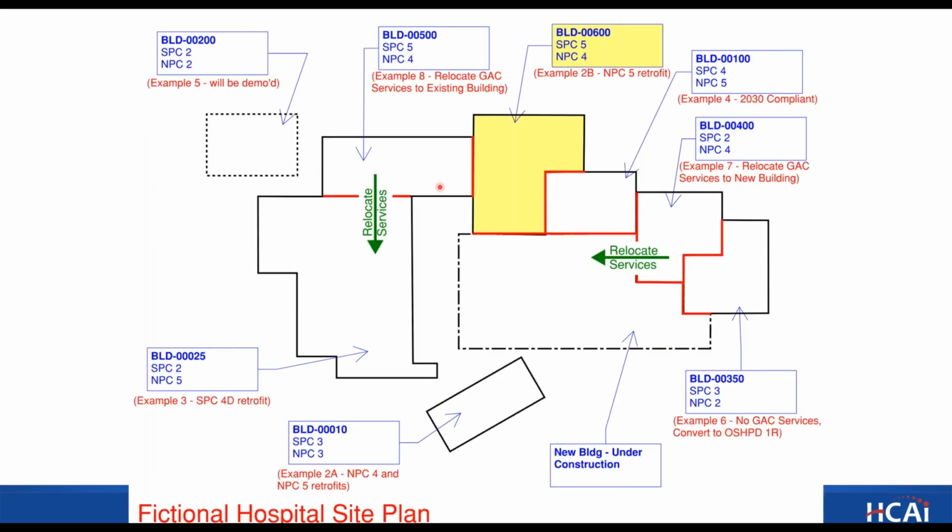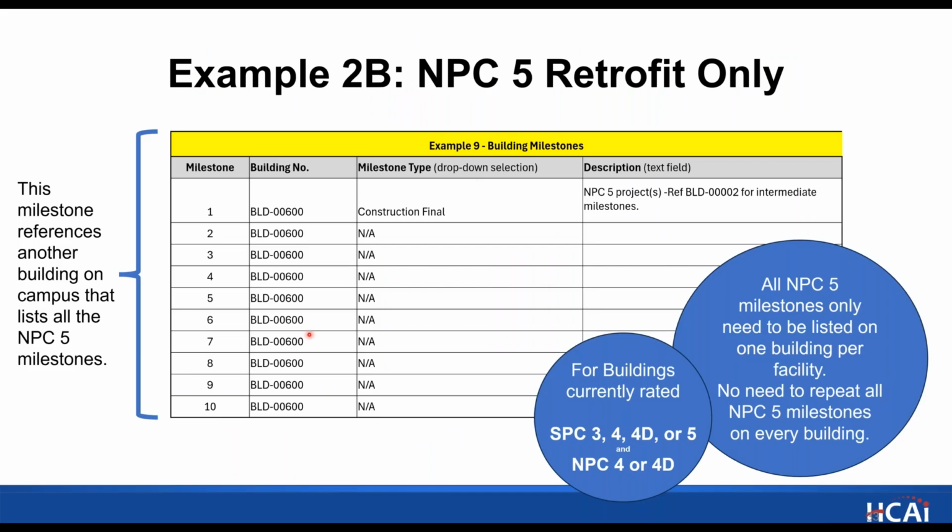So let's move to the next example for number 2. And this building only needs an NPC 5 retrofit. And we're going to consider that kind of also in light of that one we just did, the NPC 2. Since these buildings are on the same campus, and this building only needs an NPC 5 retrofit, rather than regurgitating all the NPC 5 milestones back on this building, since they're already on the one we just looked at for example 2A, you can just use the construction final for the NPC 5 construction project.